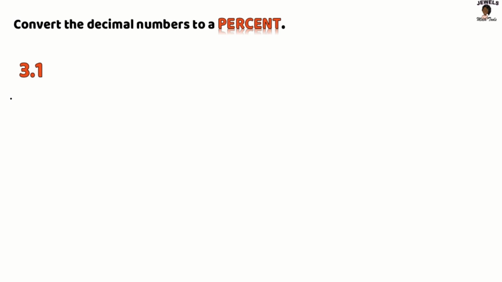Okay, so let's begin. Remembering that our 3 and 1/10 will be multiplied by 100%. So we're going to set up our multiplication, and for this one I'll put my 3 and 1/10 at the top and my 100% at the bottom.